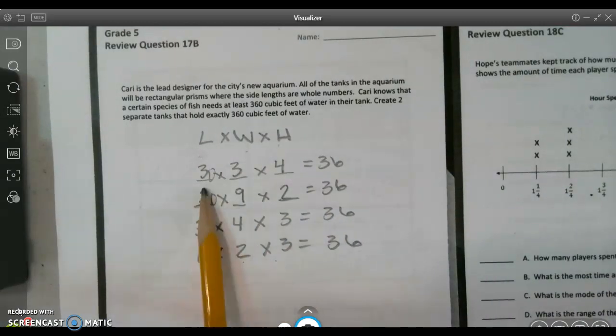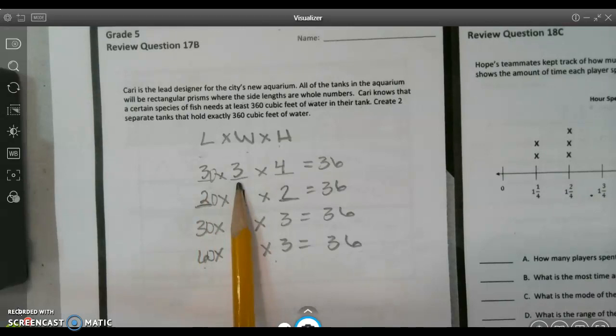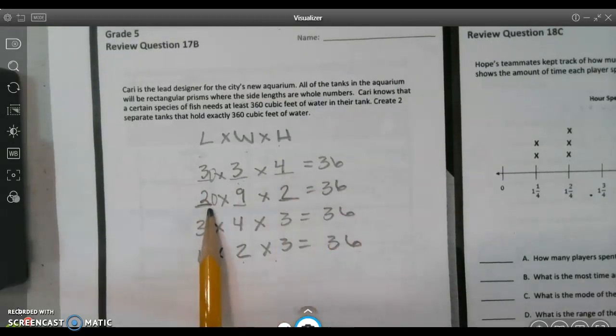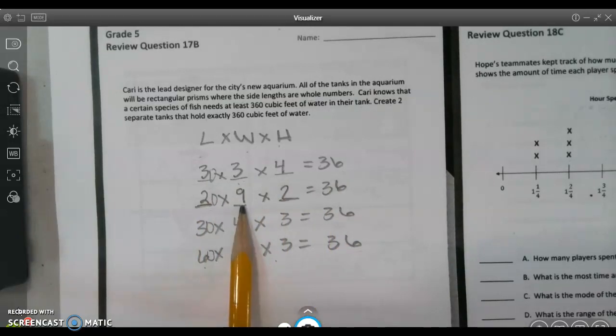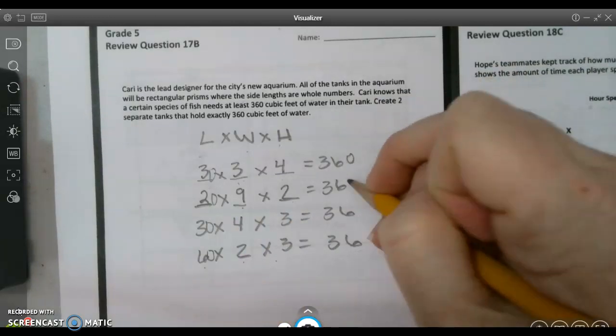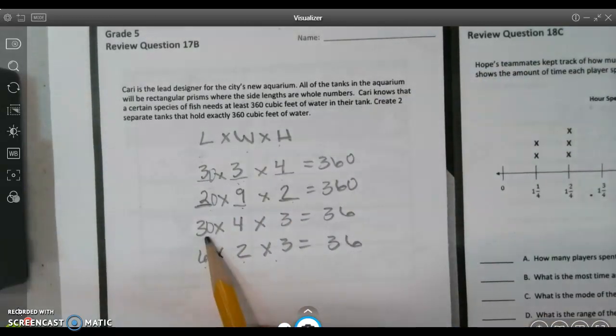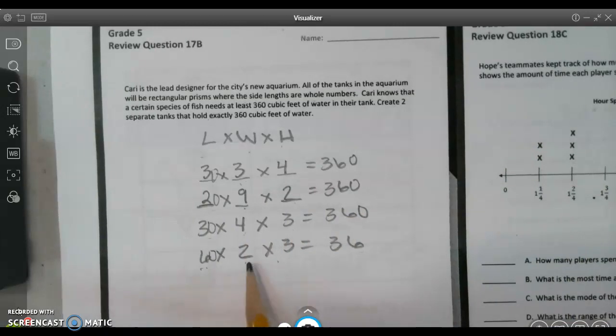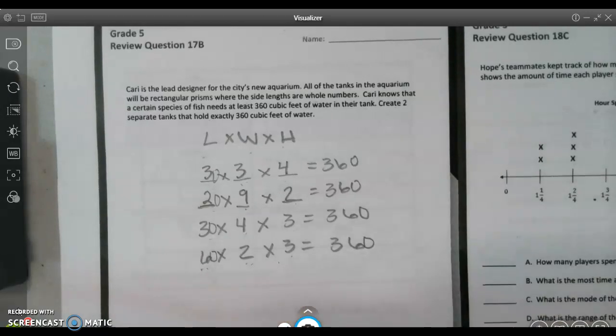So 30 times 3 would be 90. 90 times 4 would be 360. 20 times 9 would be 180. Times 2 would be 360. 30 times 4 would be 120. 120 times 3 would be 360. 60 times 2 would be 120. 120 times 3 would be 360.